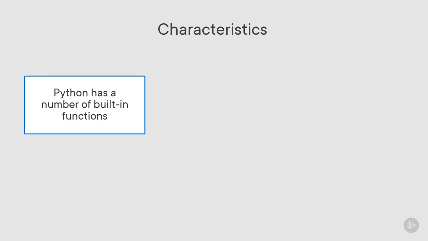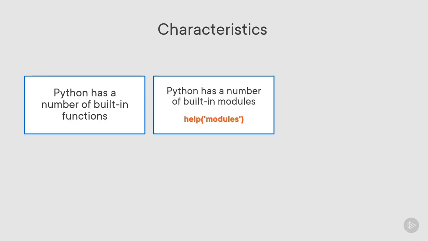Let's talk about some more characteristics. So Python has a number of built-in functions, and it has a number of built-in modules. If you want to see the list of built-in modules, you can just run the help command right from your Python, and it'll output a list of the modules that are loaded. Now we're going to take a look at some of the functions and some of the built-in modules that are there. We're going to take a look at a sample of that so you can see what's there in Python.